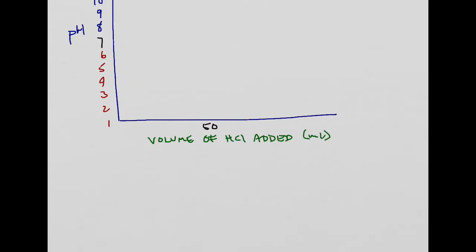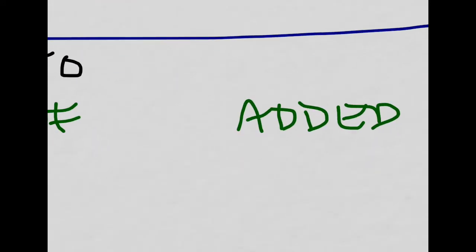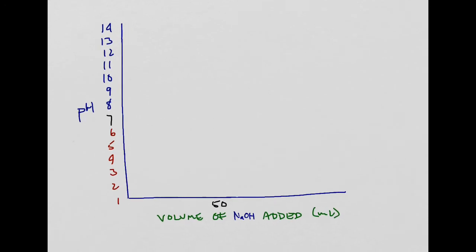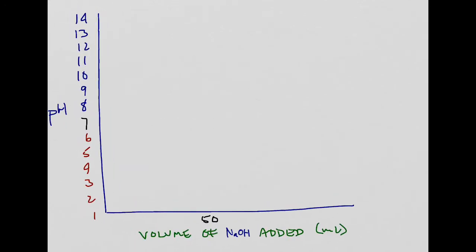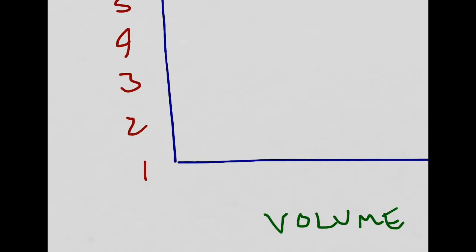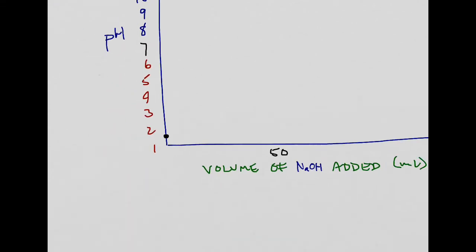The only difference here, of course, is that instead of adding hydrochloric acid, we're going to be adding sodium hydroxide, because that's what's going to be inside of our burette, and we're putting it into the acidic HCl solution. So in this case, we now have to start off at the bottom of our pH scale, because I said that the pH of the hydrochloric acid by itself would be around 1.5.